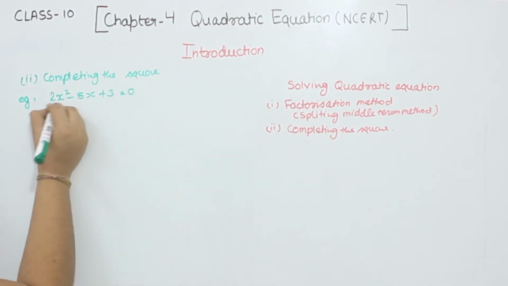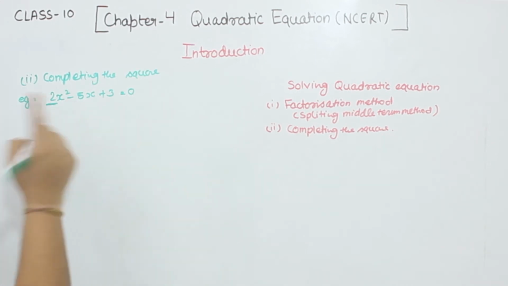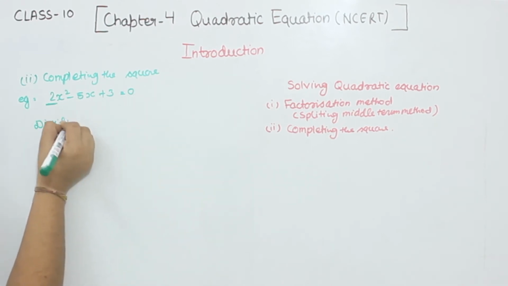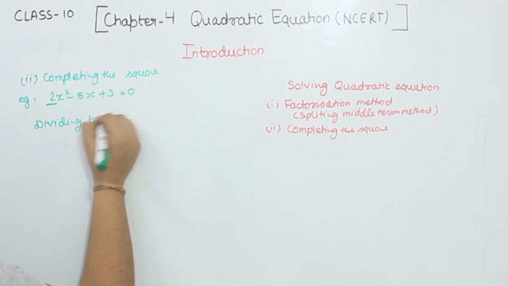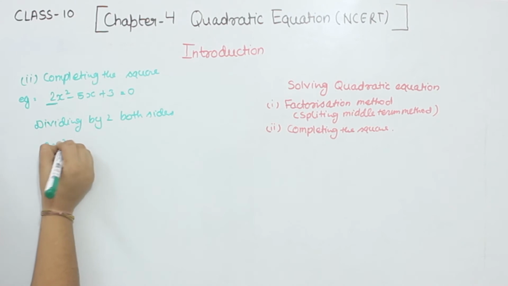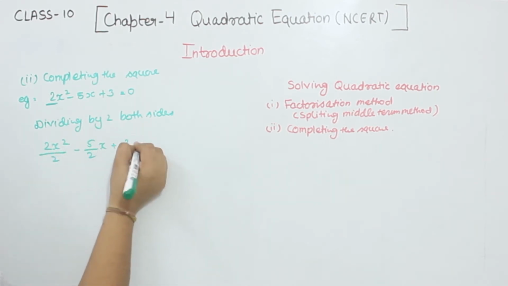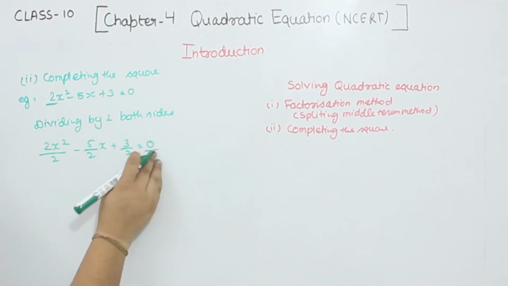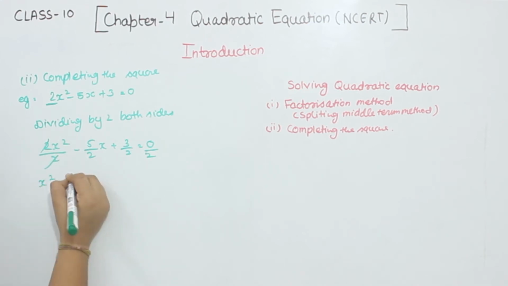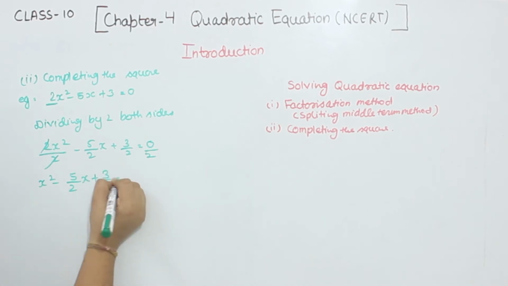First of all, we are going to remove the coefficient of x square. For that we are going to divide the whole equation by 2. So dividing by 2 on both sides, we have 2x square divided by 2 minus 5 divided by 2 plus 3 divided by 2 is equal to 0 divided by 2. So this gives x square minus 5 by 2x plus 3 by 2 is equal to 0.